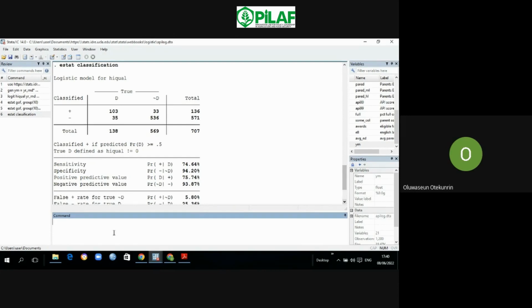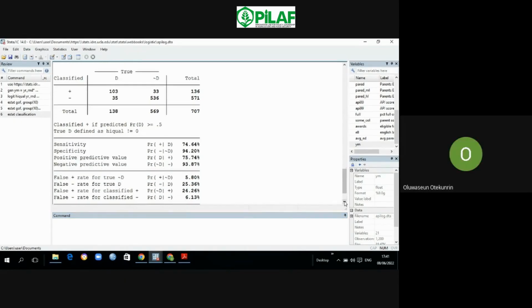So if you want to interpret this one now, those that have been correctly classified under the non-high quality school is 94.20%. Our model has been able to correctly classify 94.20% of the not high quality schools. That is what specificity means as far as interpretation is concerned. The next one is the positive predictive value.